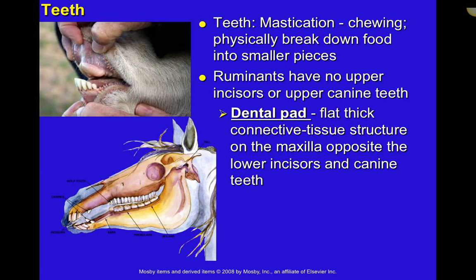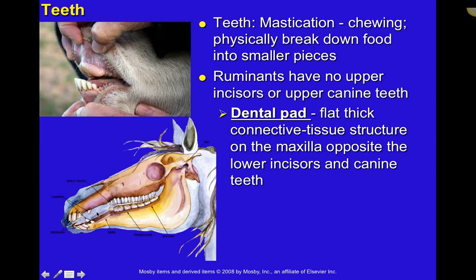Teeth are involved in mastication, so chewing and physically breaking down the food into smaller pieces. Ruminants don't have any upper incisors, as you can see, or upper canine teeth. They do have molars and premolars back here. Instead of having the incisors, they have what's called a dental pad, and it's a really thick layer of connective tissue. It's a thick pad of connective tissue on the maxilla.